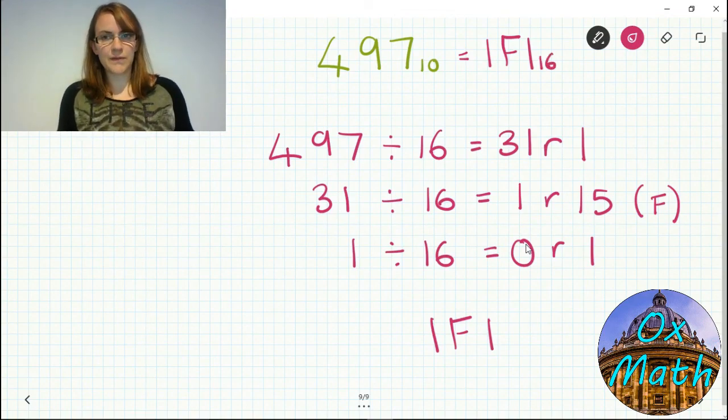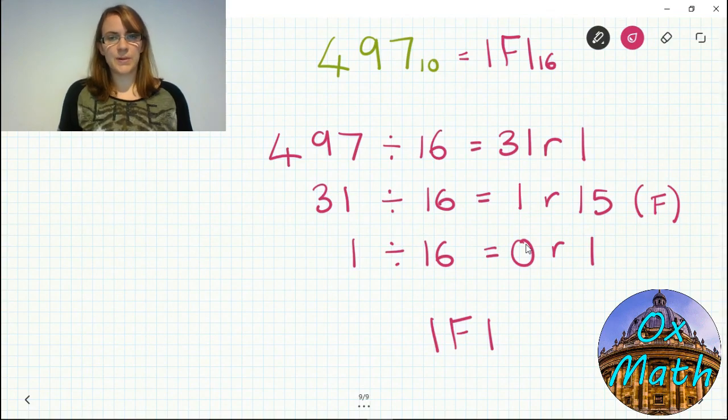So now you know how to convert between octal, hexadecimal and decimal. Good job, and I'll see you again soon.